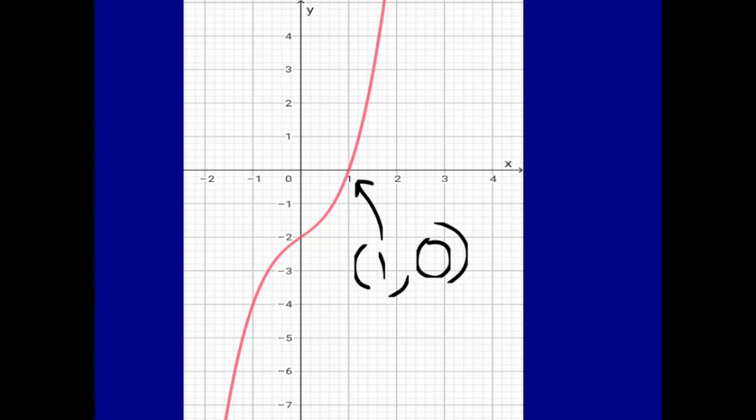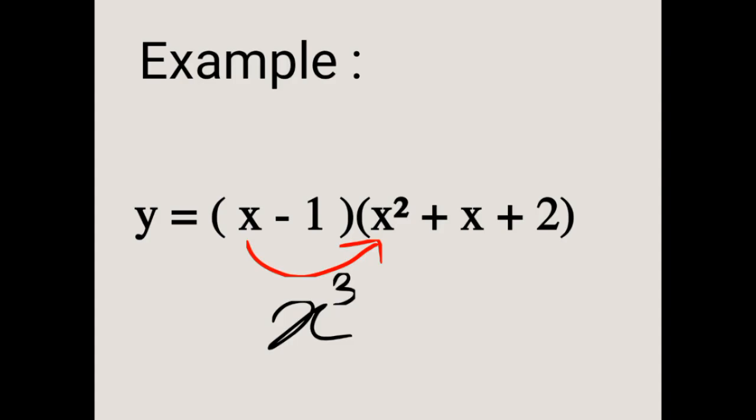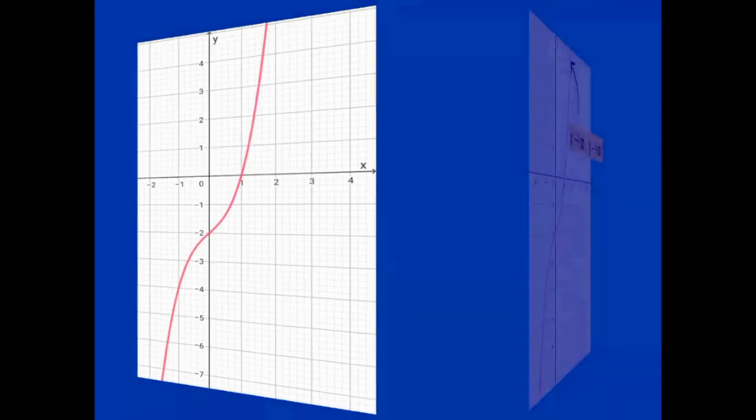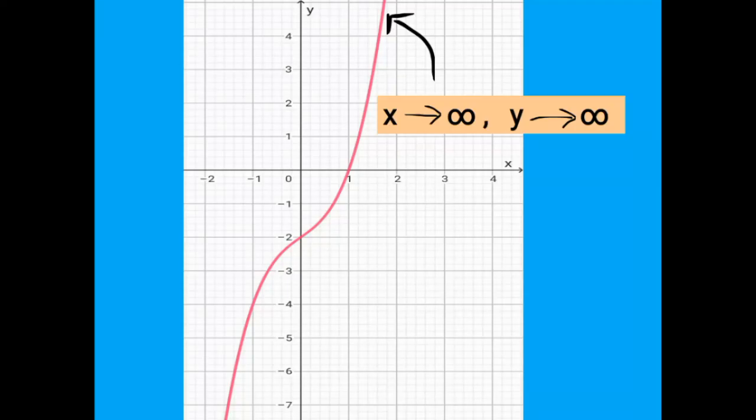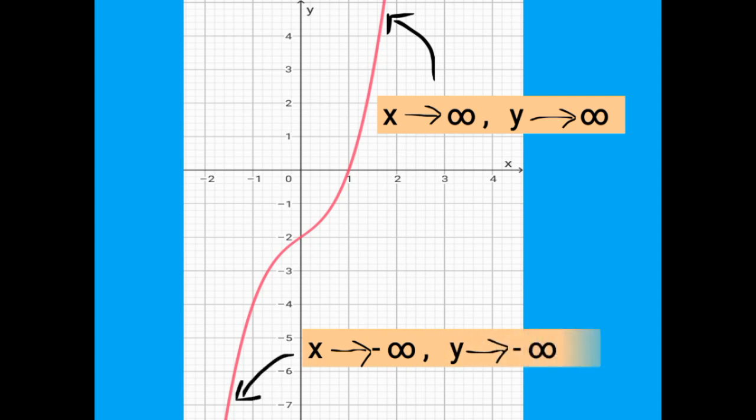Remember, a cubic graph could intersect the x-axis at 1, 2 or 3 points, and since we haven't got enough information to know the exact shape of the graph, we assume the sketch of the graph like this. So here, the coefficient of x³ is positive, so as x goes to infinity, y goes to infinity, and when x goes to minus infinity, y goes to minus infinity.